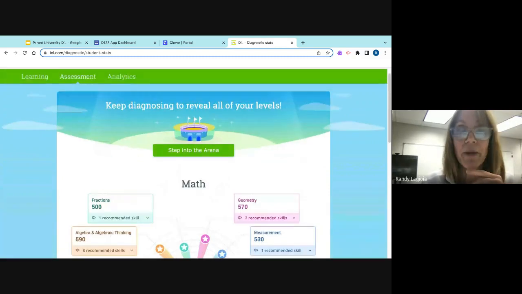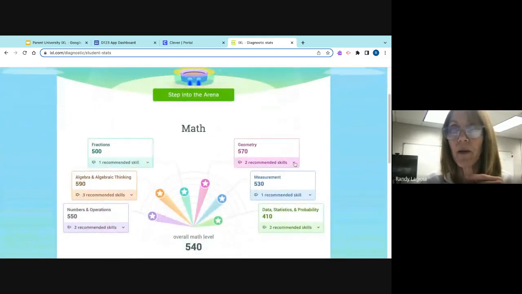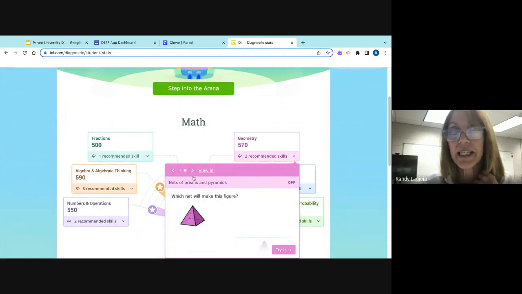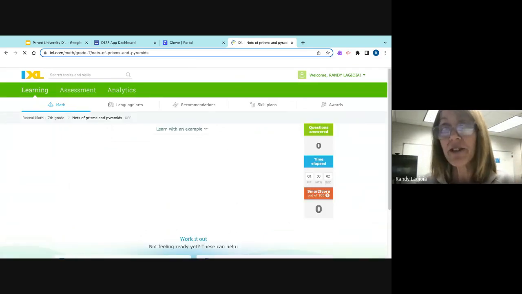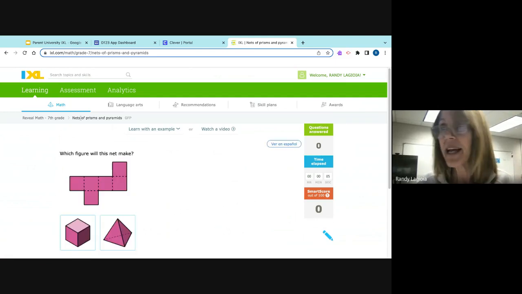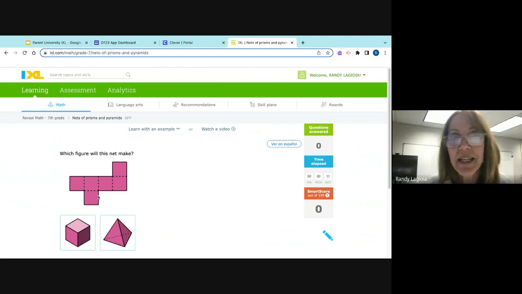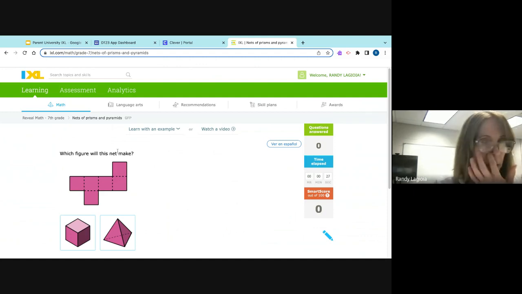All right, so I'm going to go into geometry here. All right, there's 2 skills recommended. If I want to see the second skill, I'm going to go right here and click try it. Now, what's interesting is this level is 570, and I know that working with nets is a 6th grade skill. So how we grow our levels, this isn't something that the student would have been exposed to in the classroom because it's not part of the 5th grade curriculum, it's part of the 6th grade curriculum. It doesn't mean that a 5th grader isn't ready to go there. So they've never seen nets, not familiar with what this word is.